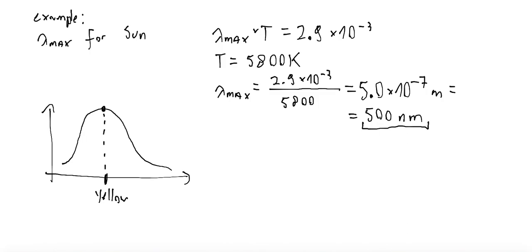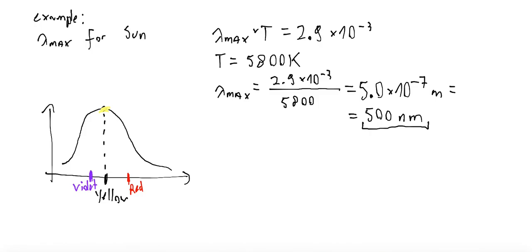So we can see all from short, so violet, to long, red, but the biggest intensity is for yellow. So this is why the visible color of sun is yellow. Is it clear? And due to Wien's displacement law.